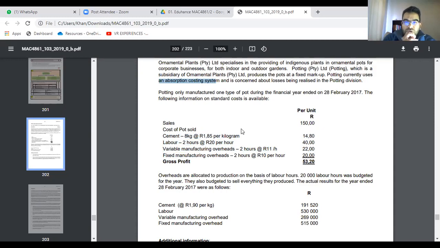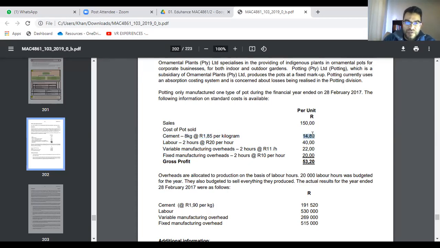So this is what you need. You must be able to pick up now. So they're telling you the cost of it. Each pot uses 8 kilograms at 185. Okay. So each pot, the standard quantity of input is 8 kilograms. The standard price per kilogram is 1 Rand 85. That's how you get 14 Rand 80.